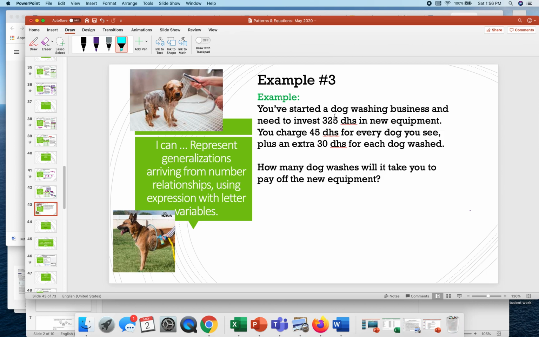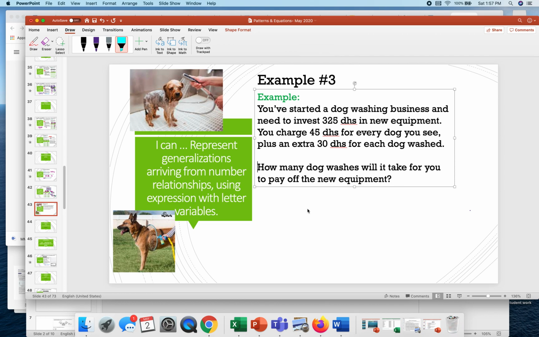So you've started this dog washing business, which is like an offshoot to your dog walking business from the other day. You need to invest 325 dirhams in new equipment, maybe like these cool devices for washing the dogs. You charge 45 dirhams for every dog you see at your dog washing service, plus an extra 30 dirhams for each dog washed. So how many dog washes will it take for you to pay off the new equipment? This is our question.